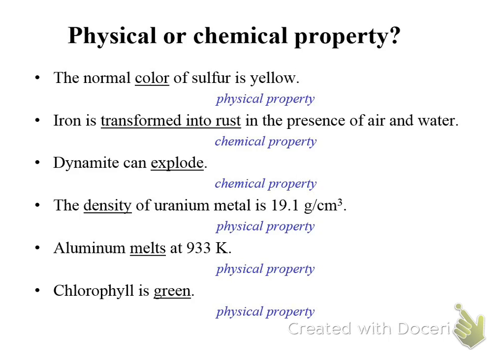formed. Measuring the density of something is how fluffy or how compact it is. It's mass per volume. That doesn't hurt uranium. We already talked about when you melt something, melting aluminum at that characteristic temperature of 933 Kelvin. It's a physical property, and again, color is a physical property.